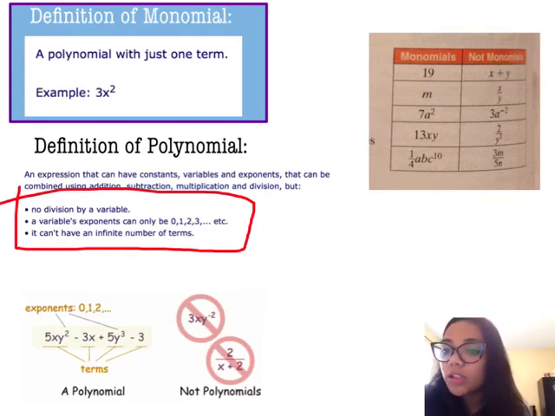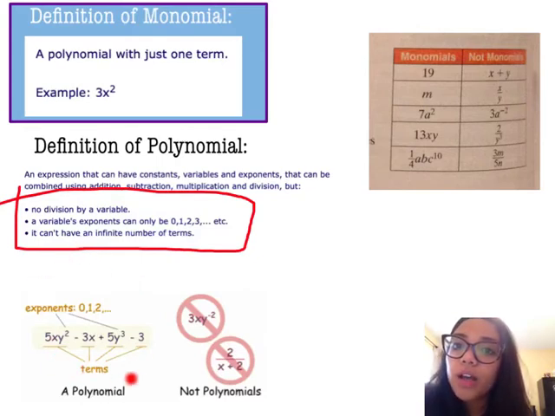All we're doing today is classifying polynomials, not polynomials, and monomials. So here's an example of a polynomial. This is an example because it's not dividing by a variable. There's no division. A variable's exponents can only be positive. They're all positive. It can't have an infinite number of terms. There's not an infinite number of terms, and it can only be combined using addition, subtraction, multiplication, and division. I only see addition and subtraction, and I also see multiplication between the terms.